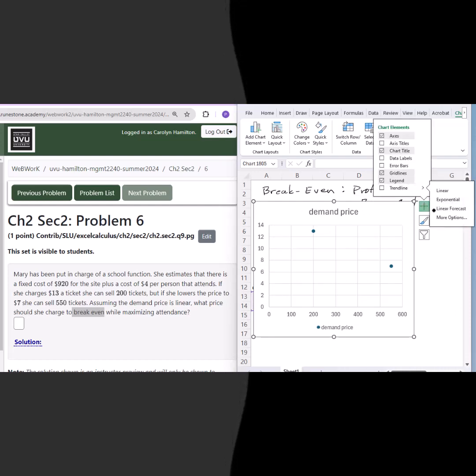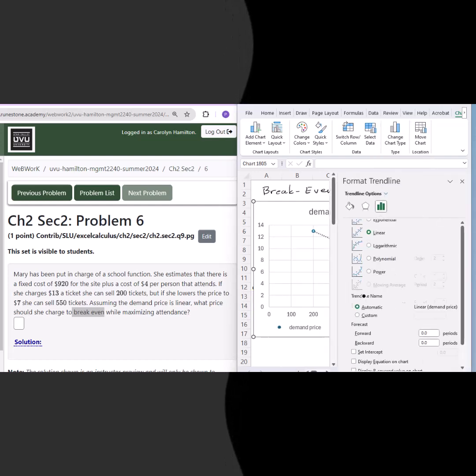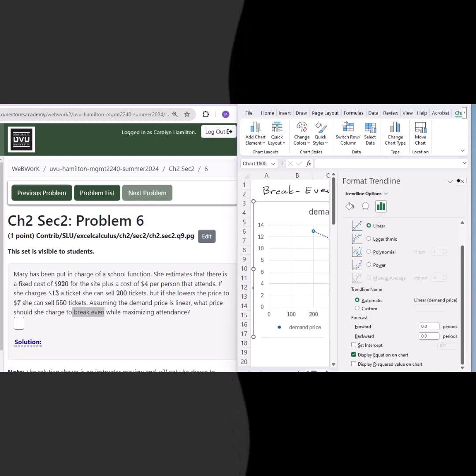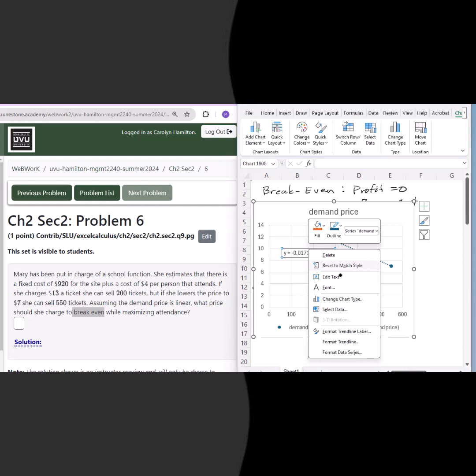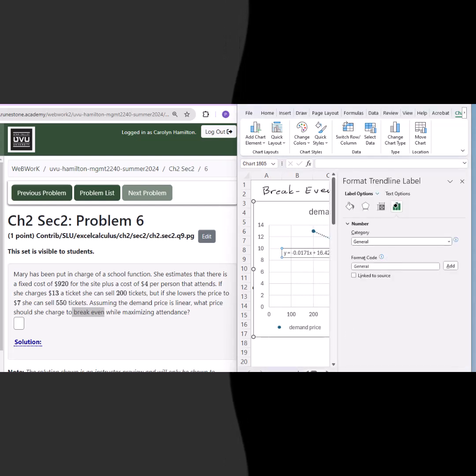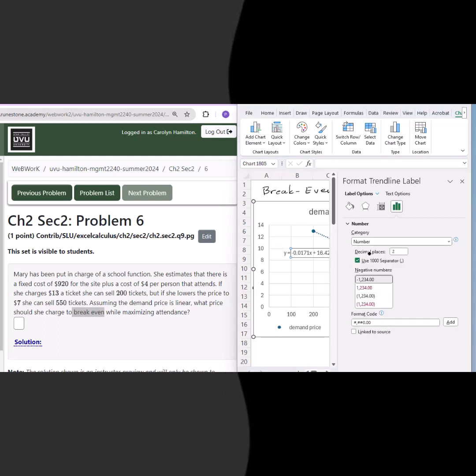Add a chart element, get a trend line. Okay, so my slope is 0.0171. That's a pretty small slope because my number of units is rather large. So I'm going to go ahead and format the trend line label. Under the three bars, go from general to number. And here you can change the decimal places. I want to see 6.